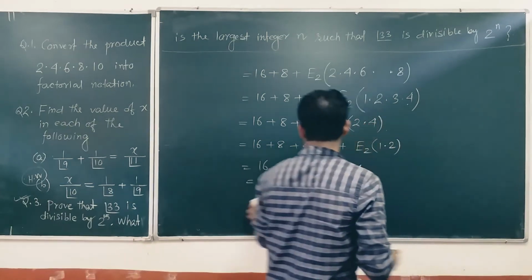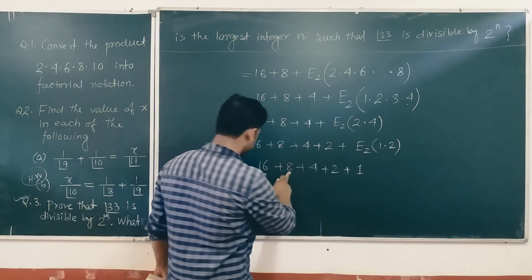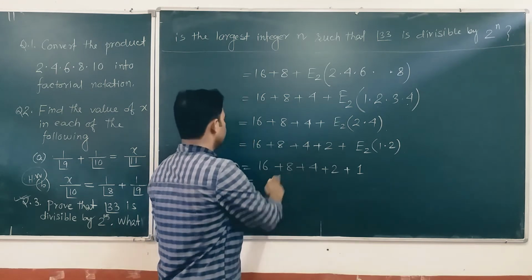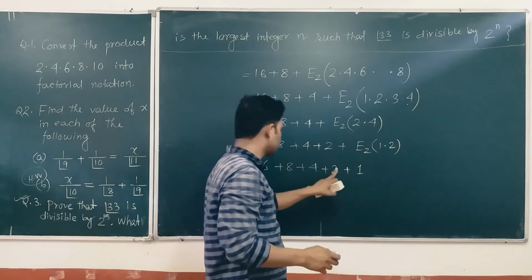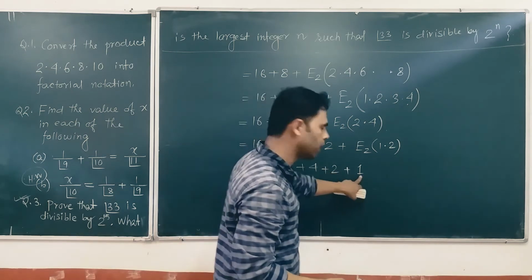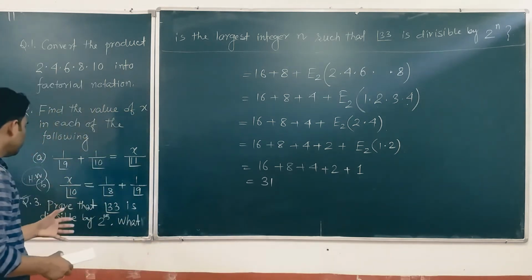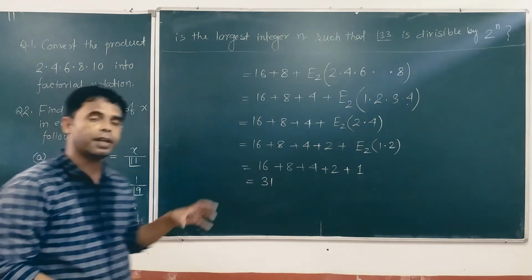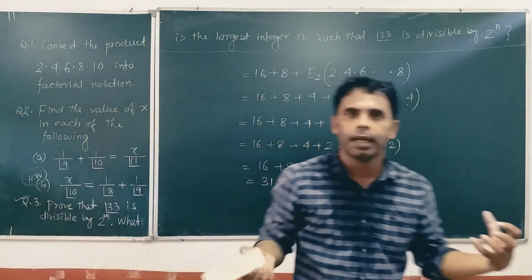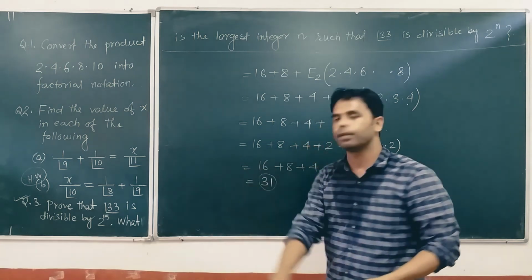Now add up. 16 plus 8 is 24, 24 plus 4 is 28, plus 2 is 30, plus 1 is 31. So whenever we expand factorial 33, how many 2s will come? 31, 2 to the power 31.